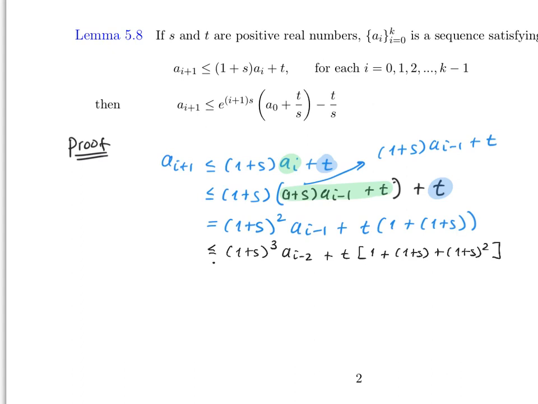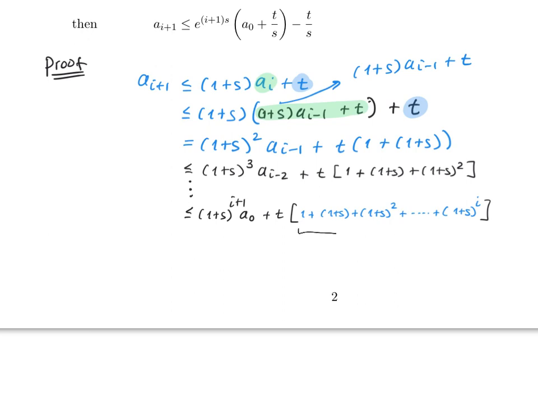If we keep doing this, this will be less than or equal to (1 + s)^{i+1} a_0 plus t times (1 + (1 + s) + (1 + s)² plus all the way to (1 + s)^i), where you should notice that this part is a finite geometric series, where the value for r is 1 + s. Okay, let's continue the proof on the next page.